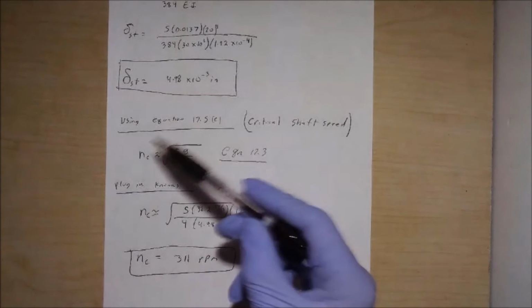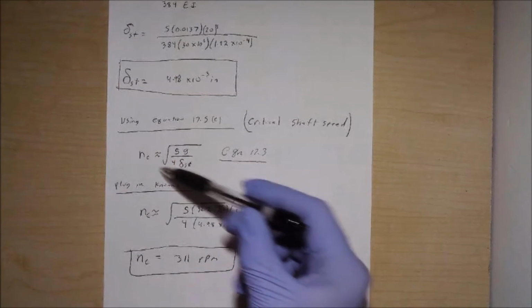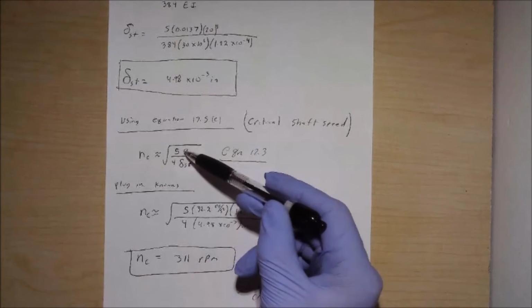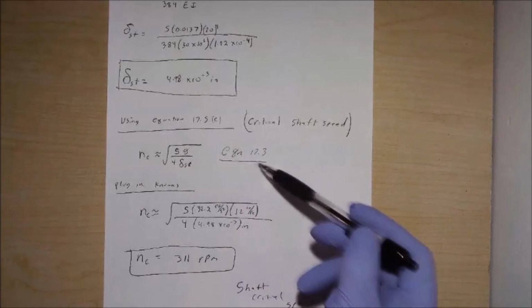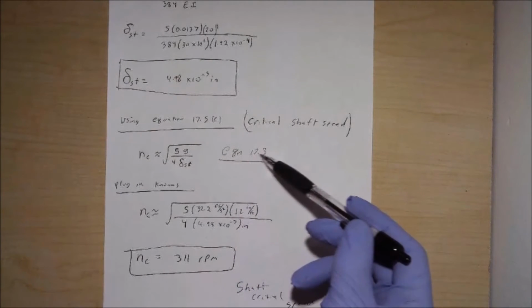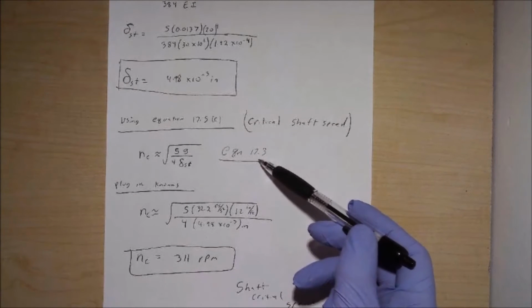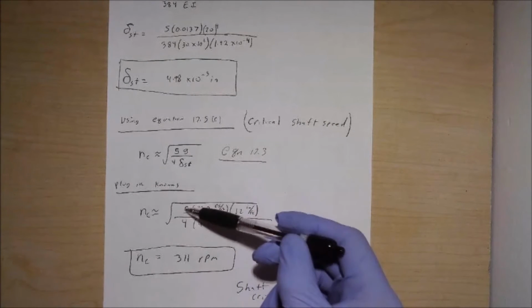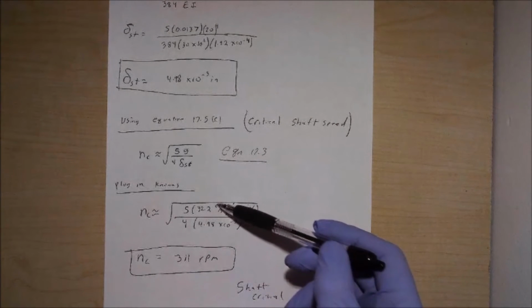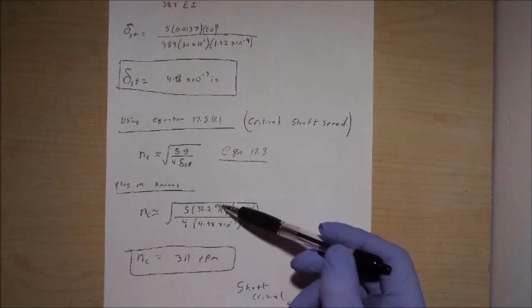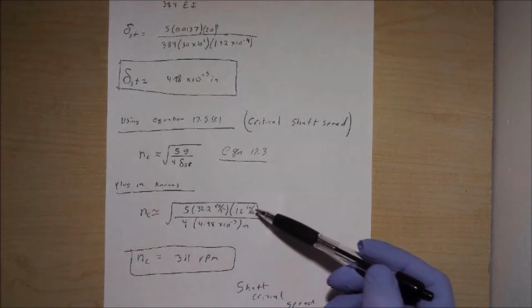So with that equation for our critical shaft speed, we come back over here and have this approximately equal to the square root of 5g over 4 delta st, which again was equation 17.3, which was part C from figure 17.5. Plug in our known values here. We have our acceleration due to gravity, and again we're dealing with feet, so it's 32.2 feet per second squared.